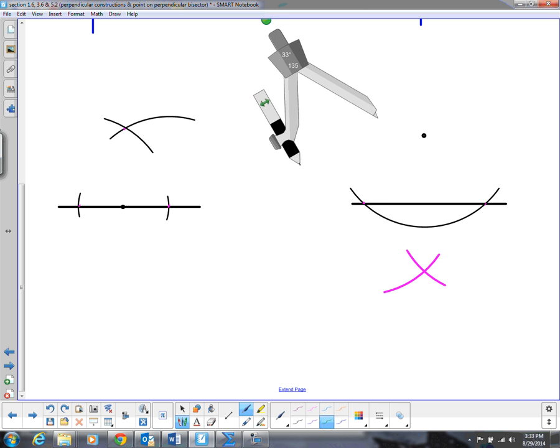So what we've got is we now have a point of intersection here. So now in each case, I'm going to take a line and connect each point of intersection of the arcs to the point that we were given. So hopefully you can see that these are very, very similar, and we're going to mark our diagram with perpendiculars.